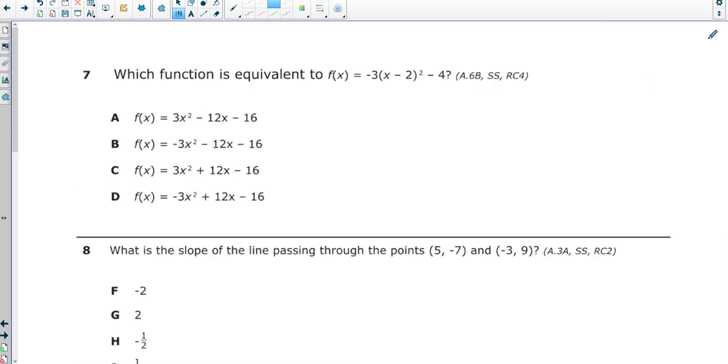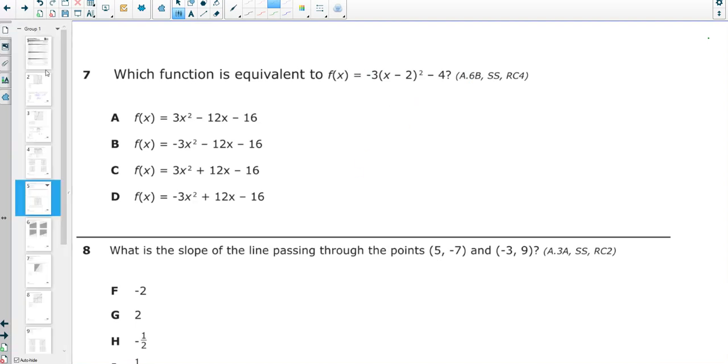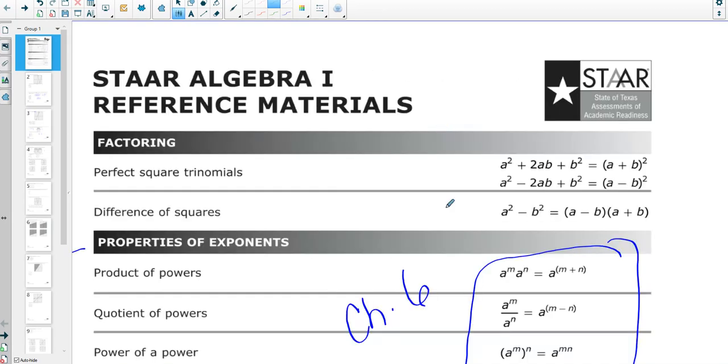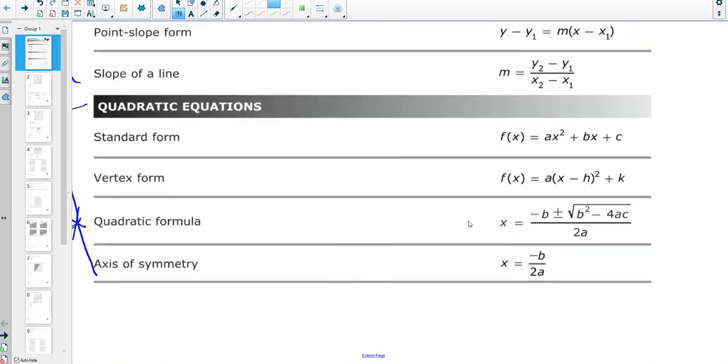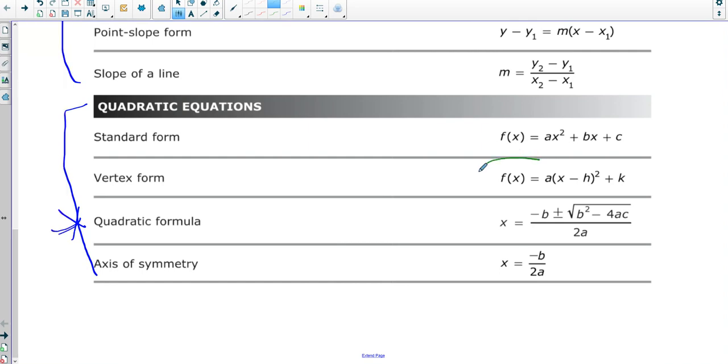Number 7 says, which function is equivalent to f of x equals -3 times (x minus 2) to the second power minus 4? We haven't really learned this yet, but you could still figure out the correct answer. Just to let you know, this is actually in vertex form. If you look at the bottom of your formula chart, vertex form is right here. And that's the way they have the given. So let me show you.